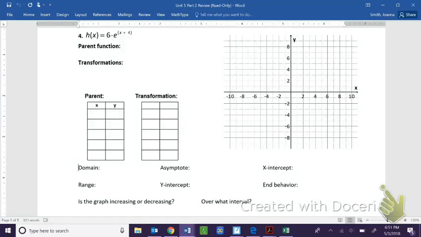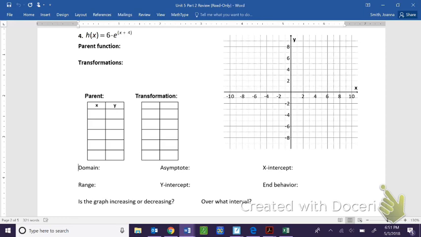Hey guys, I'm going to go over one graphing exponential functions and one graphing log functions. And today in tutoring, number 4 especially got a lot of students. So I want to go ahead and go over number 4 as a class.